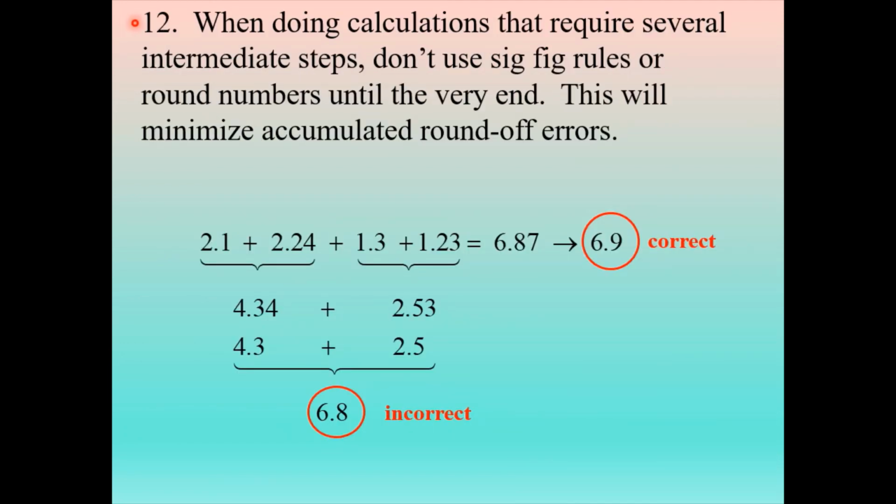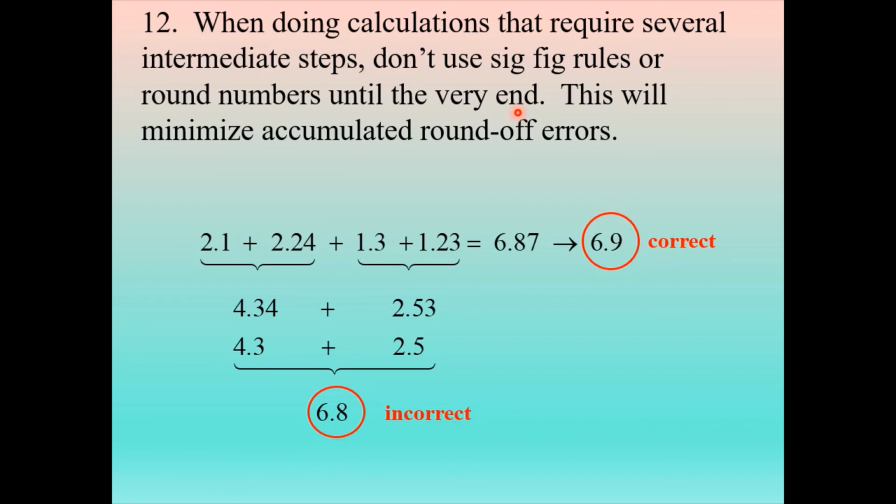And finally, we get to our last rule. Rule number 12 is that when we're doing calculations that require several intermediate steps, and this is often the case in physics, a lot of times the answer doesn't come that easily. We have to do a bunch of different calculations. So for all of those intermediate calculations, we have to be careful to not use the sig fig rules or round numbers until the very end.